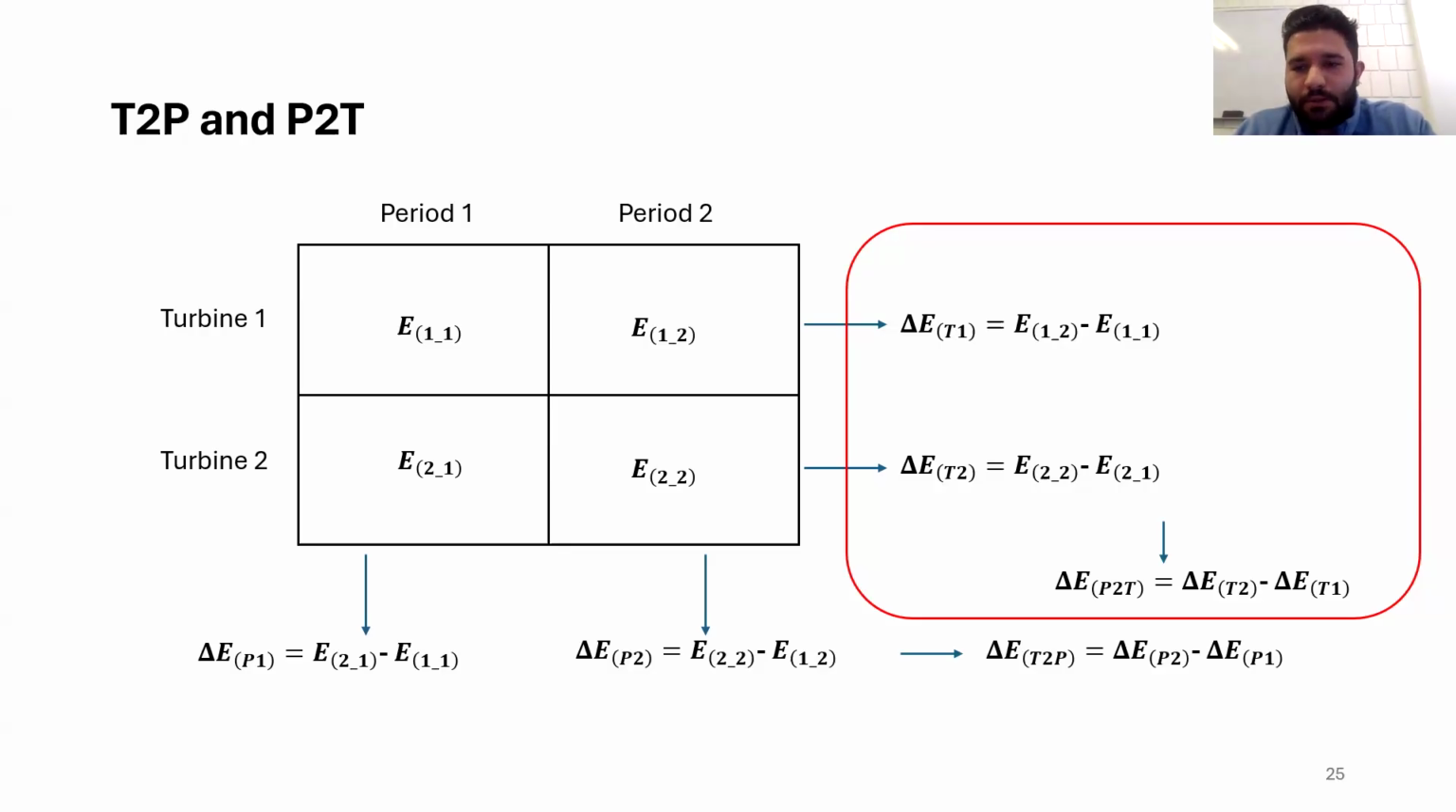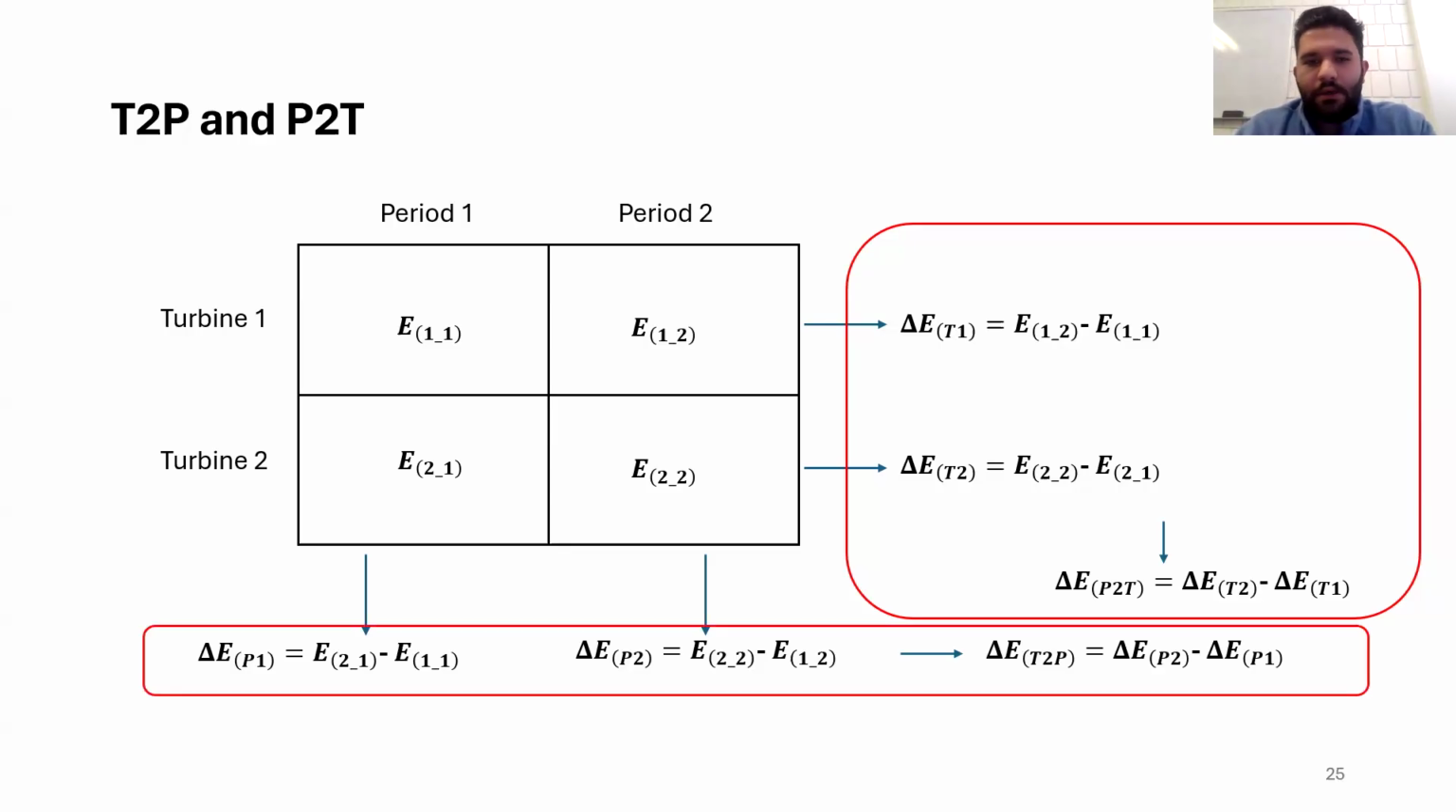But another approach is the reverse side. First, someone may take the period one's data for both turbines and treat turbine one's data as D1 and turbine two's data as D2. And then by making a subtraction in the same period for two turbines, it will get delta E P1. Similarly, it can get the delta energy for period 2. And then if you do the subtraction for two periods, the statistic will be delta E T2P.